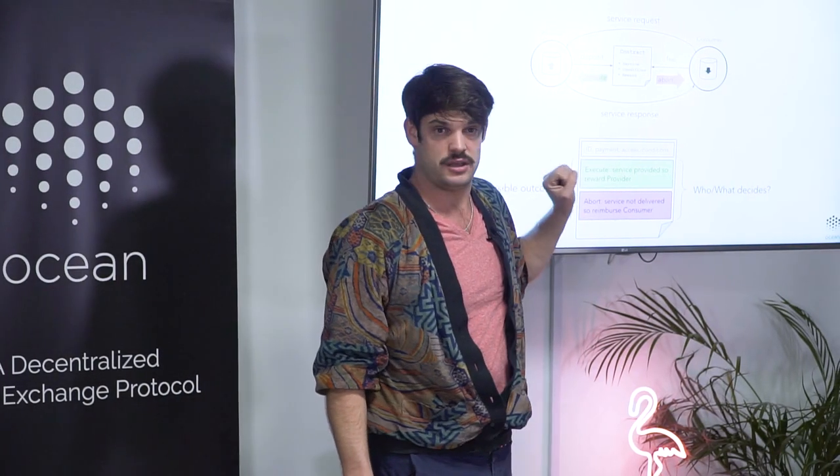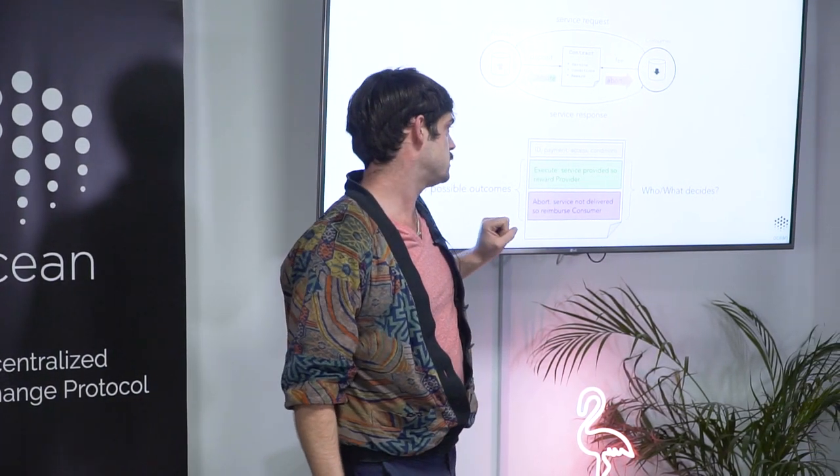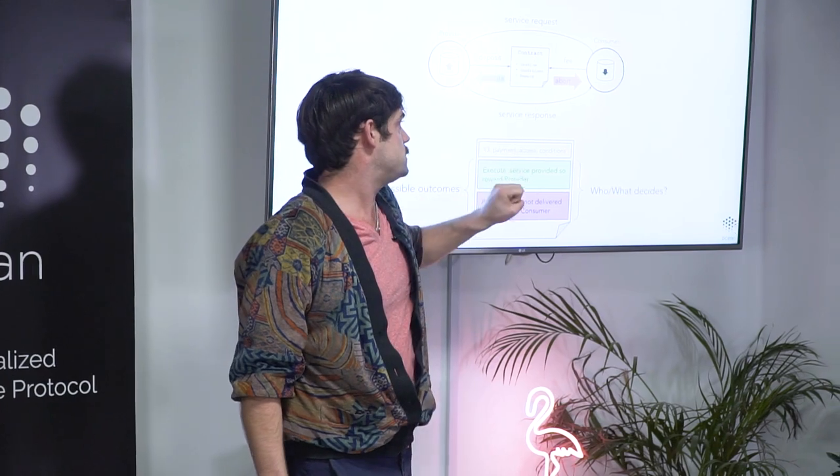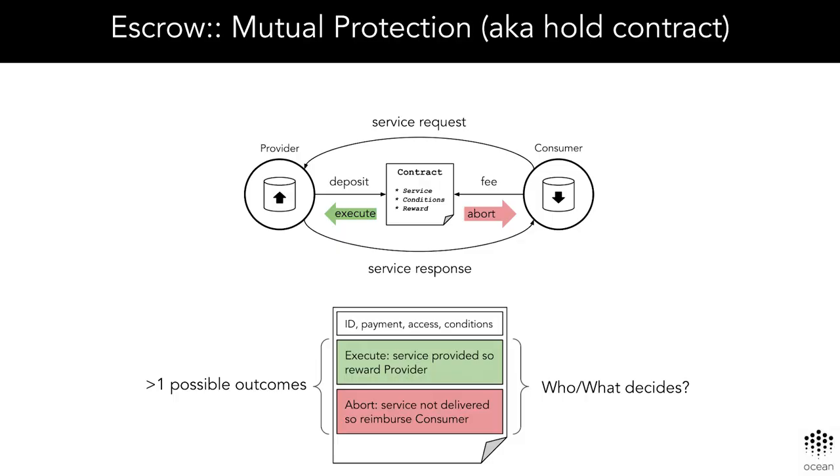Now, these things can be easily implemented in smart contracts. So what you could do is the consumer can lock up his payment into this smart contract. And depending on the performance of a service, it could either pay out, or if the performance was bad, it could reimburse the consumer.